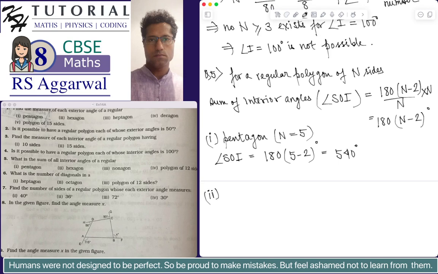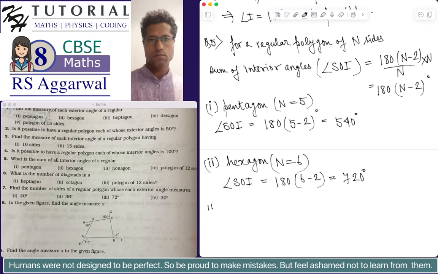Second is hexagon. A hexagon is a polygon having 6 sides, n equals 6. So the sum of all interior angles SOI will be equal to 180 multiplied by (6 minus 2), which is equal to 720 degree. Okay.